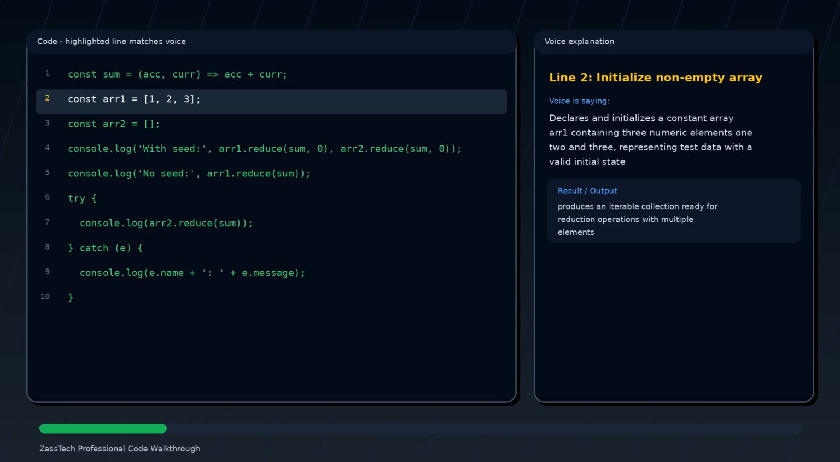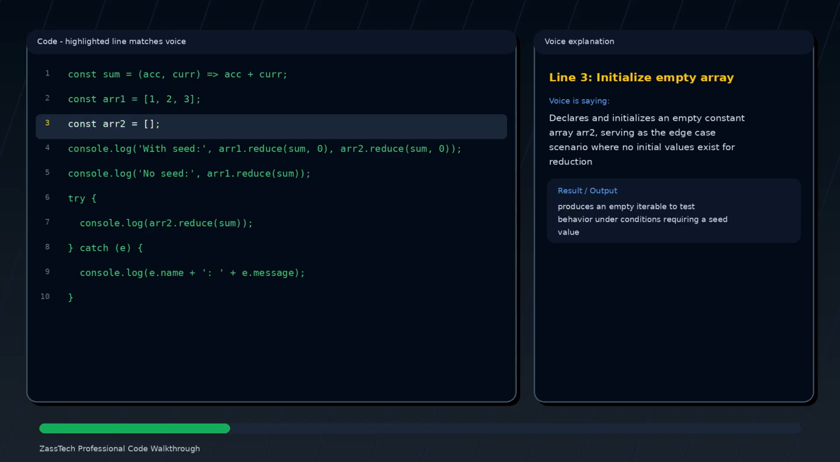Declares and initializes a constant array ARR1 containing three numeric elements 1, 2, and 3, representing test data with a valid initial state. Declares and initializes an empty constant array ARR2, serving as the edge case scenario where no initial values exist for reduction.